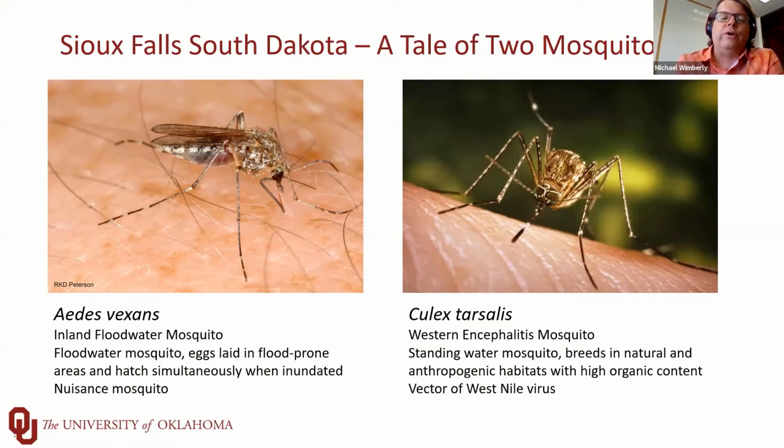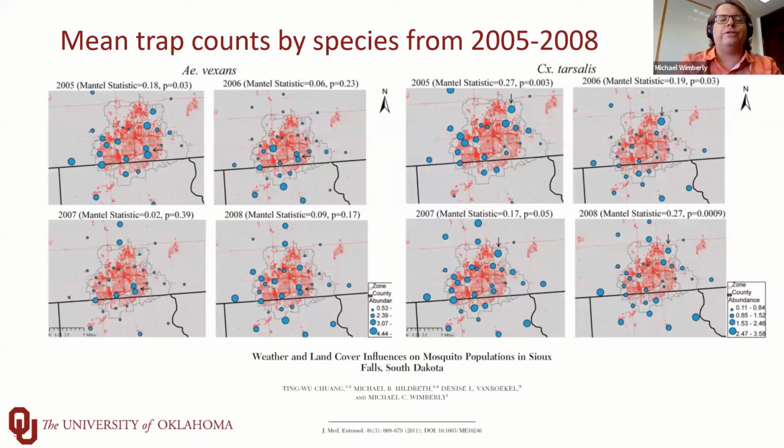Culex tarsalis, the Western encephalitis mosquito, breeds in standing water. So they actually lay their eggs in water, and they breed in a variety of natural and anthropogenic habitats, although usually not floodwaters, that have high organic content. And that's the important mosquito from the standpoint of public health and transmission of West Nile virus.